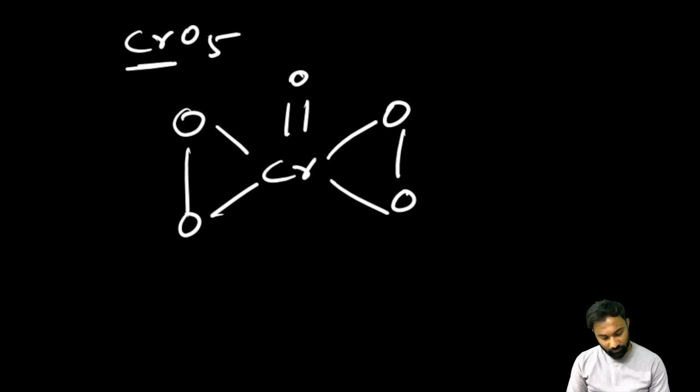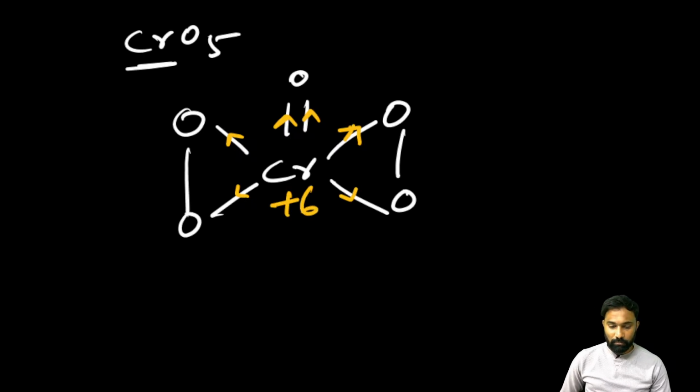Now CrO5, you can see here chromium is losing how many electrons? Total 5 electrons, right? Here 2, here 3, here 4, here 5, here 6. So its oxidation number will be +6.